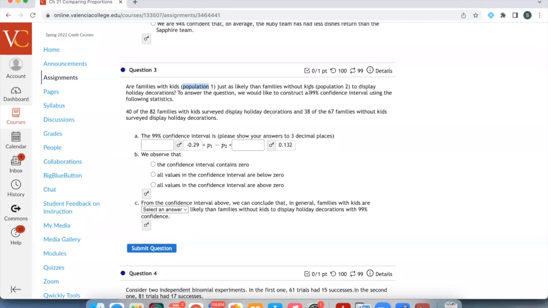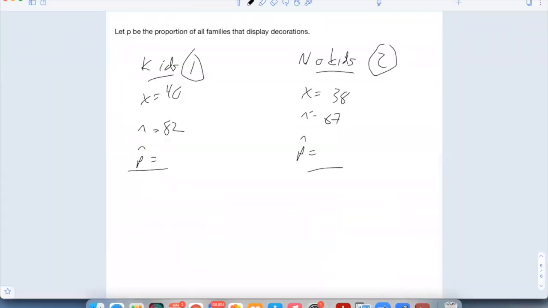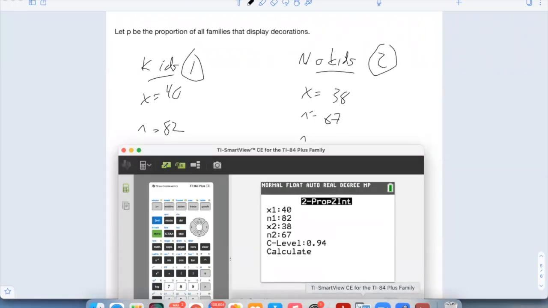We want to be 99% confident. Remember, the more confident you are, the bigger your margin of error is going to be. That's going to be a test question. As the confidence level goes up, your margin of error goes up. If your sample size goes up, your margin of error will go down. I would write those two down.